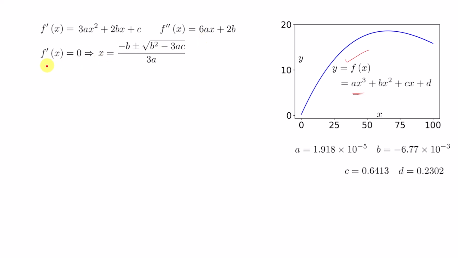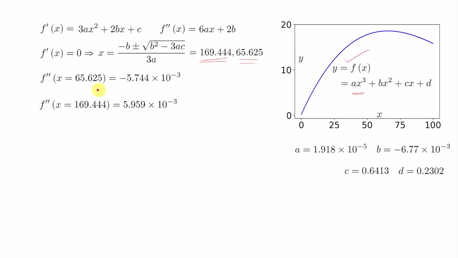Now, f prime x equals 0 will give us the solution using the standard solution technique of a quadratic equation. I get minus b plus minus root over b square minus 3ac, divided by 3a, etc. And then I calculate from these a, b, c values, and I get f prime x equals 0. It will be 0 at 2 points. One is 65.625 and another is 169.444.